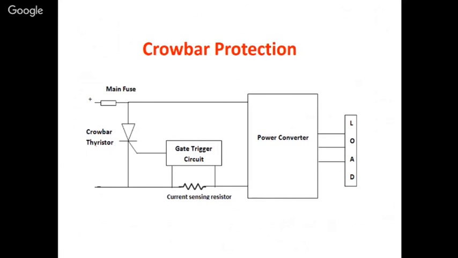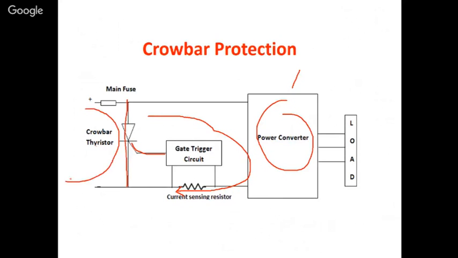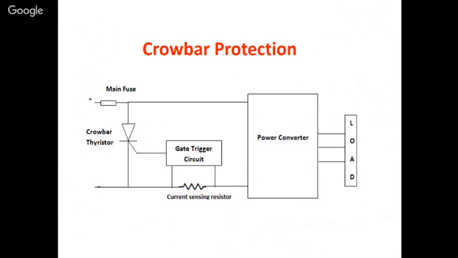Okay. Next is crowbar protection. In order to protect the whole power converter, what we do is we put a thyristor in parallel to it like this, and when a large current flows through it, what will happen? The current sensing resistor is here. When a large current flows, automatically this gate triggering circuit will get triggered, and this SCR is triggered, and if it is triggered, it's just like a short, so the current is bypassed like this. Okay, so as such, the power converter can be protected. So this is the crowbar protection.